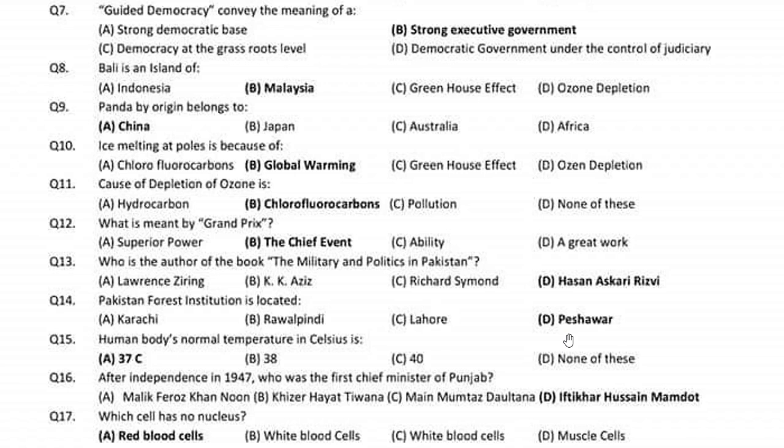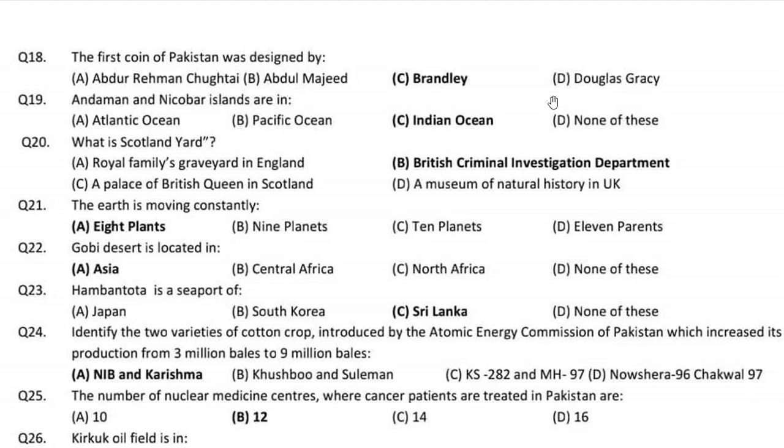Pakistan Forest Institute is located in option D, Peshawar. Human body's normal temperature in Celsius is option A, 37 degrees centigrade. After independence in 1947, who was the first Chief Minister of Punjab? Option D, Iftikhar Hussain Mamdot. Which cell has no nucleus? Option A, RBC, red blood cells. The first coin of Pakistan was designed by option C, Brandley.